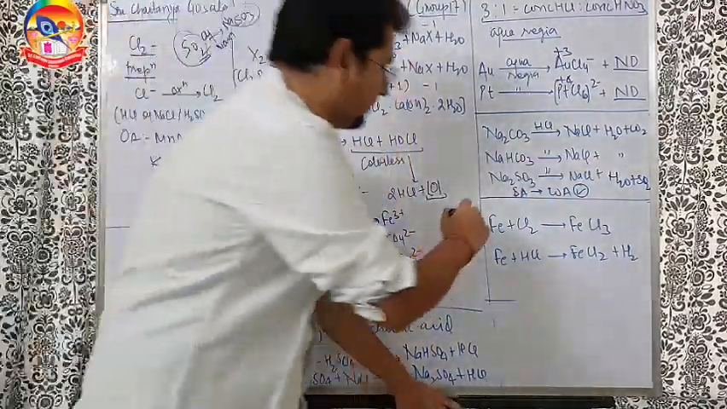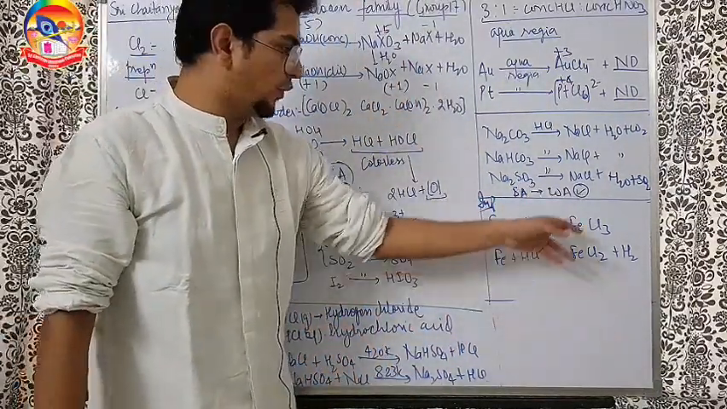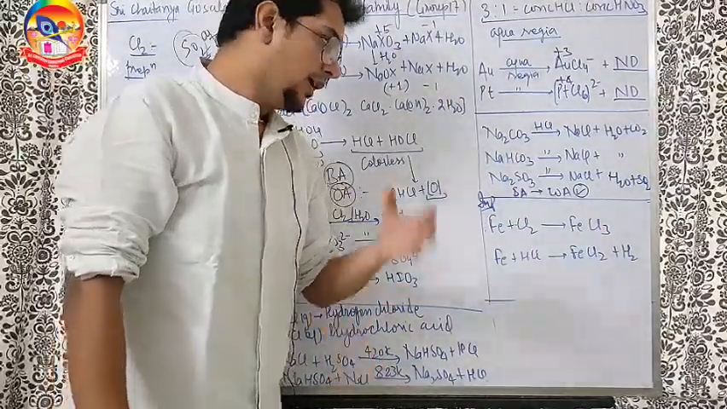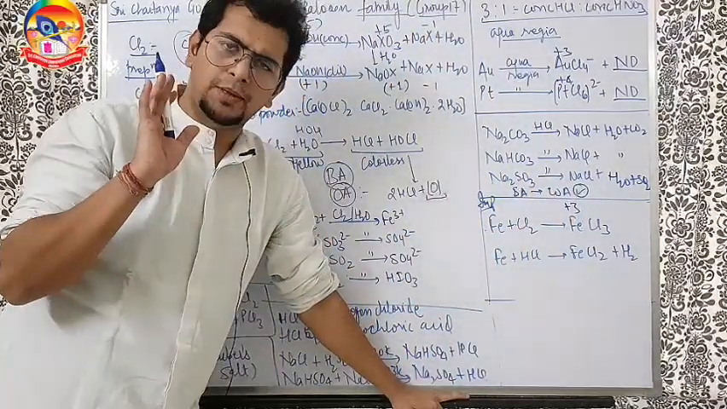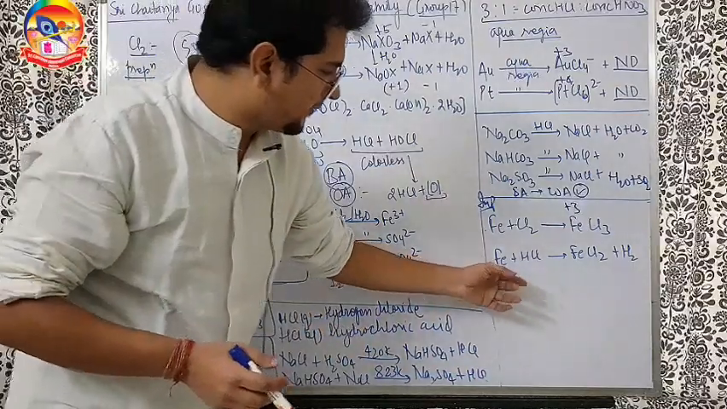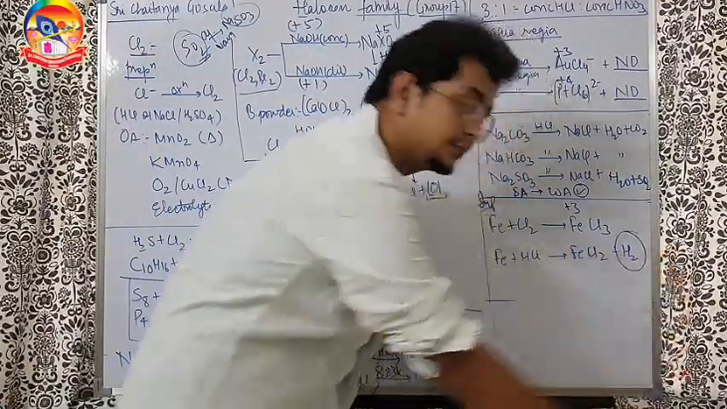Now a very important logical question. Iron with Cl2 forms FeCl3, but iron with HCl forms FeCl2. Why? Look, the more stable oxidation state for iron is +3. +3 should be made, so FeCl3 is okay, that's normal. The question arises, why does Fe with HCl not form FeCl3? The reason is this little fellow here.